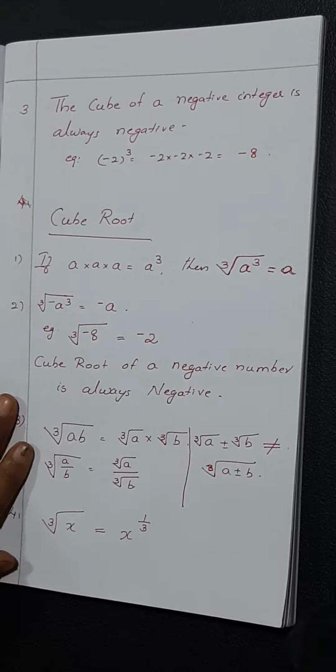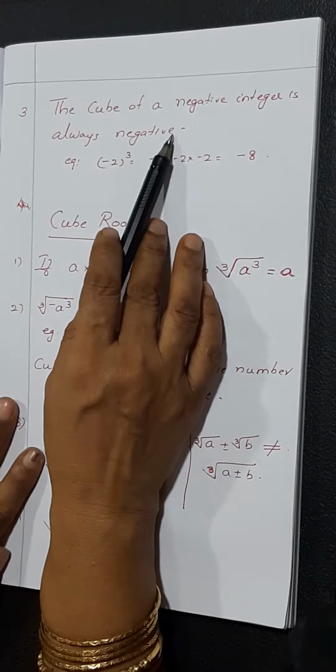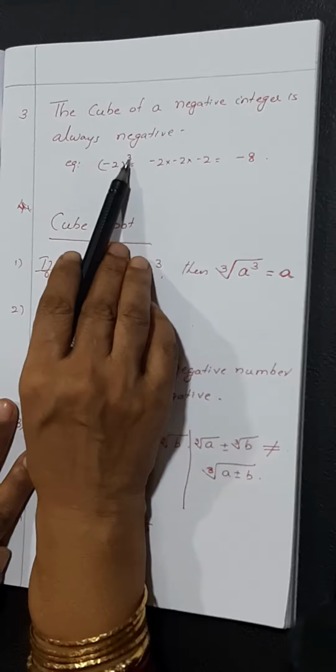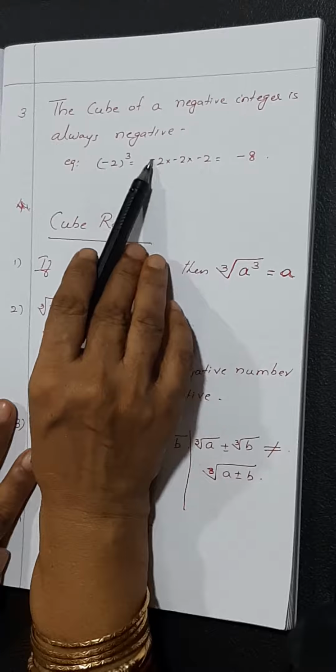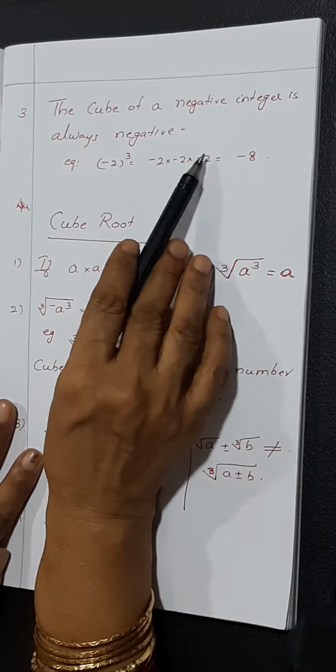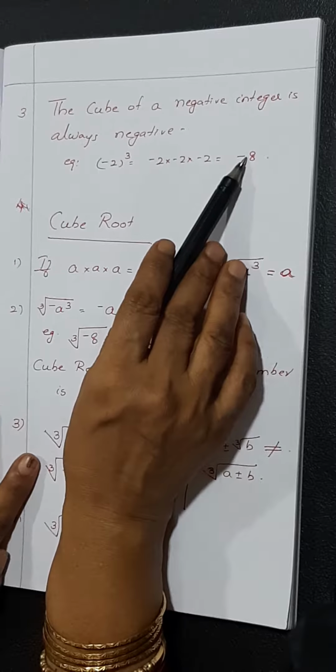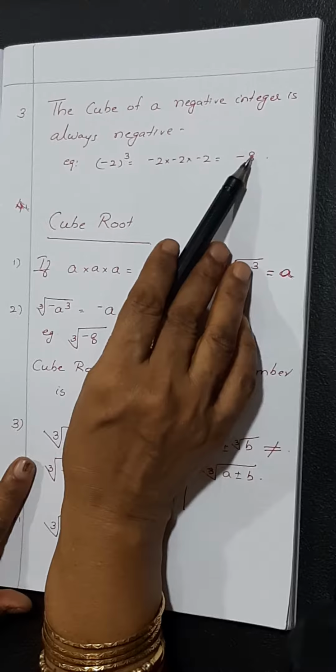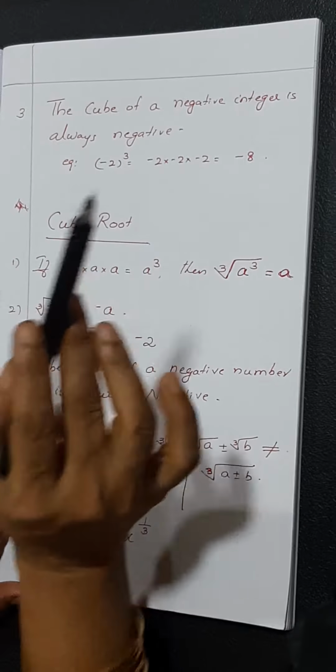The cube of a negative integer is always negative. So if you do minus 2 the whole cube, you are multiplying 3 negatives, so your final answer will always be a negative number. So it is minus 8.